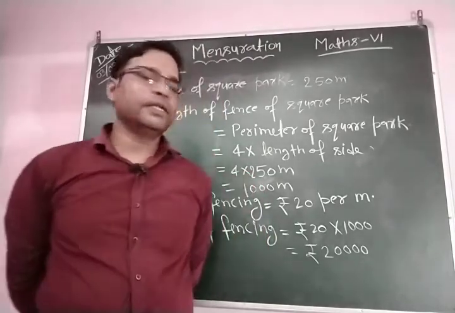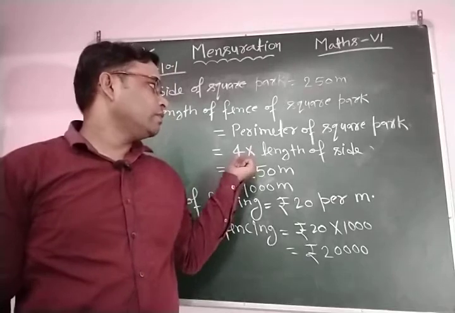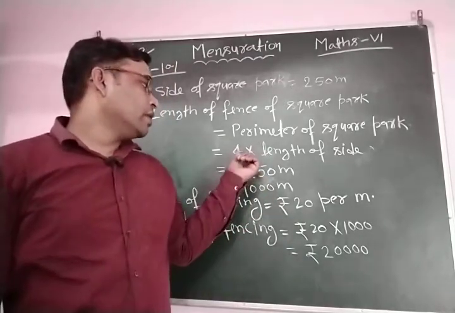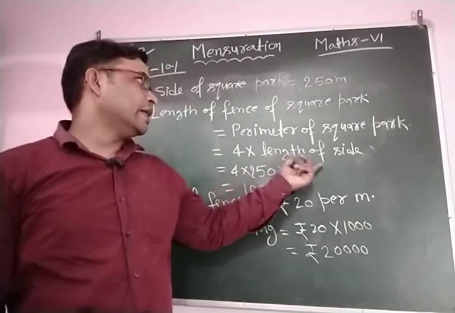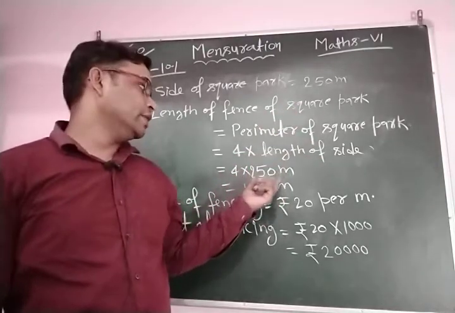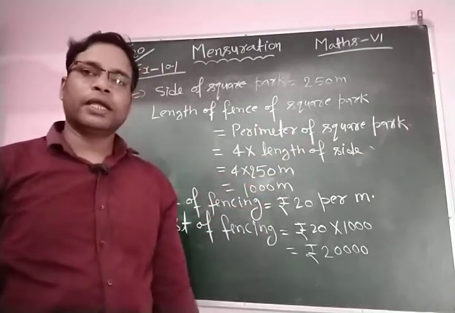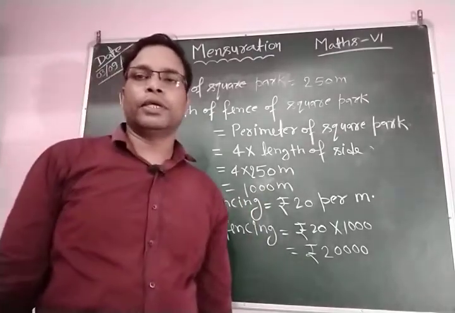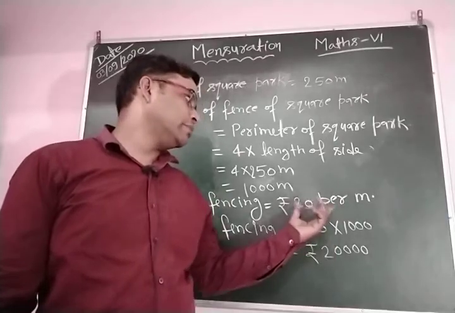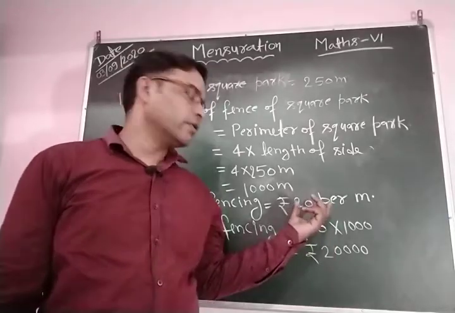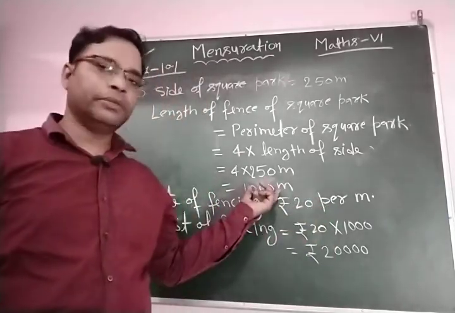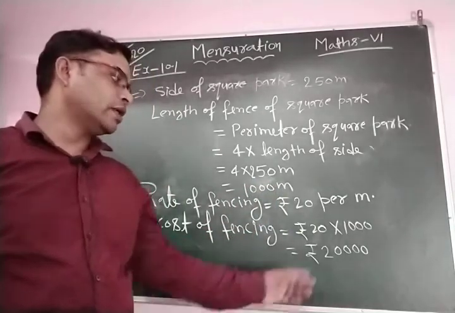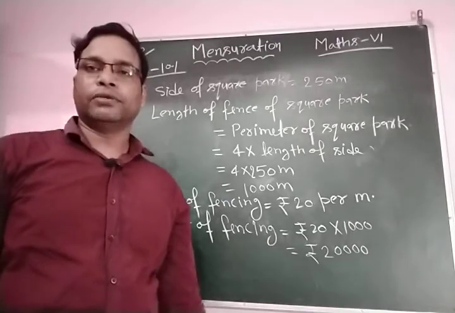Okay, so the perimeter of a square park is equal to 4 into the length of the side. Clear? Now, 4 into the length of the side, which is given as 250 meters, is equal to 1000 meters. Now after this, the rate of fencing is given as rupees 20 per meter. This is the rate of fencing. Okay, so we have 1000 meters. So the cost of fencing is equal to rupees 20 into 1000. This is equal to 20,000.